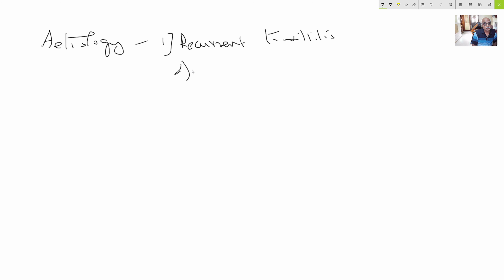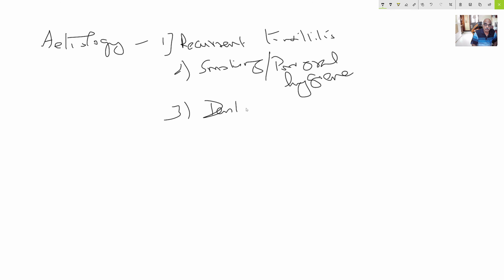Then next comes smoking and poor oral hygiene. Smoking and poor oral hygiene can also predispose to Quinsy. And then dental infections can predispose to Quinsy. These are all the probable etiological factors.